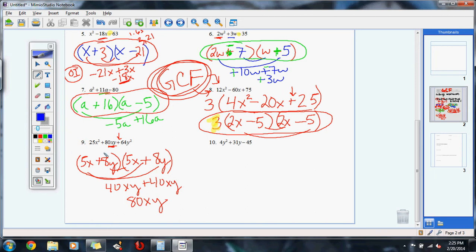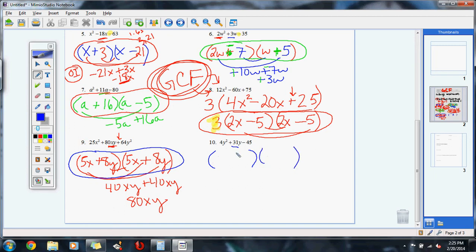Okay, now here's the deal. I went a little fast there. You do want to check for the GCF. I just knew that there was no GCF for this problem, so I just kind of went into it. Okay? Number 10, check for a GCF. Look right at the number 31. That's a prime number. It has no factors other than 1 and 31, so we definitely can't take a 4 out or a 2 out. So this is going to be set up like so.